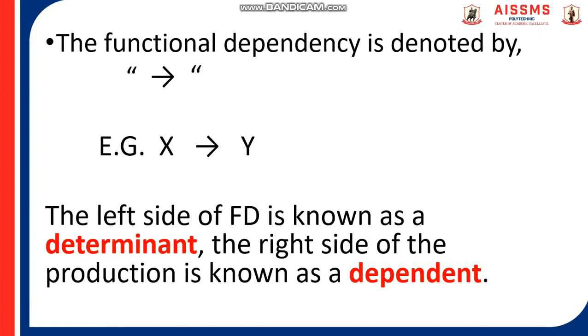attribute is the dependent. Why? Because in this expression, X arrow Y, the Y value depends on the value of the X attribute. So this is called the dependent because the Y value depends on X, and X is the determinant, meaning when you get the value of X, you can easily search the value of Y. So X is the determinant in this example.